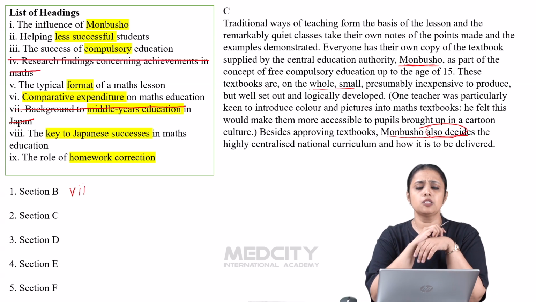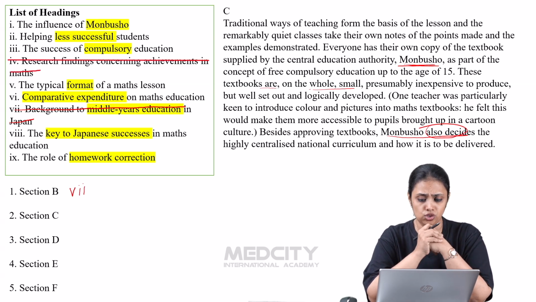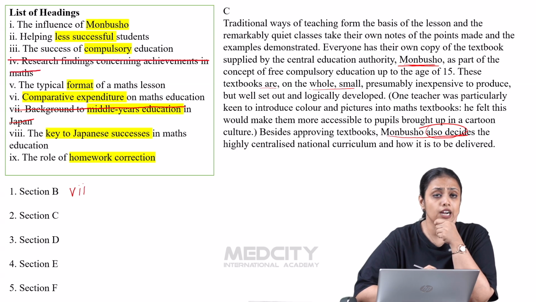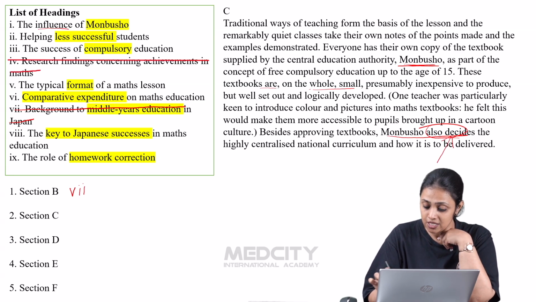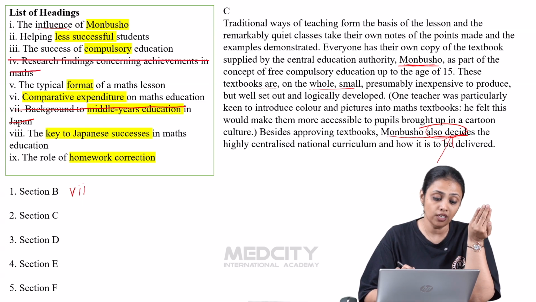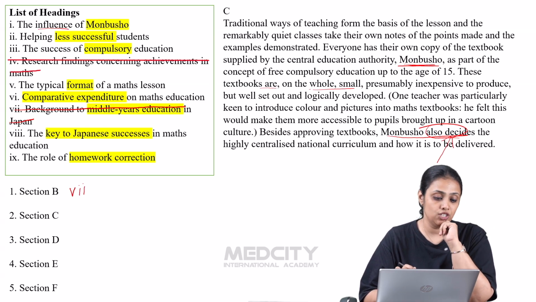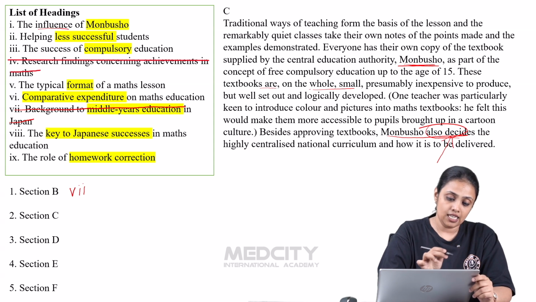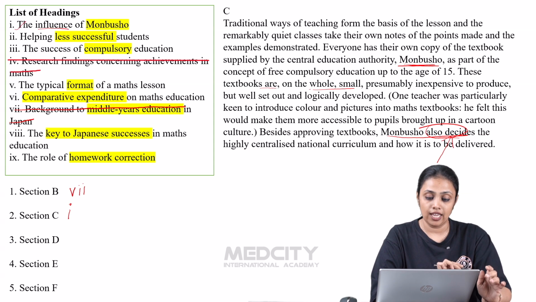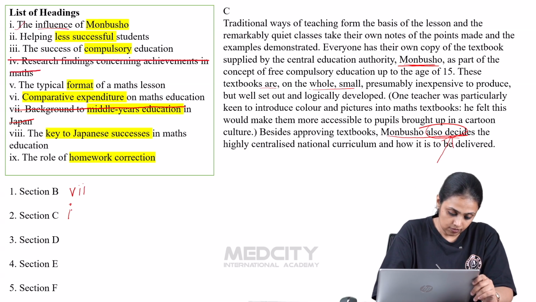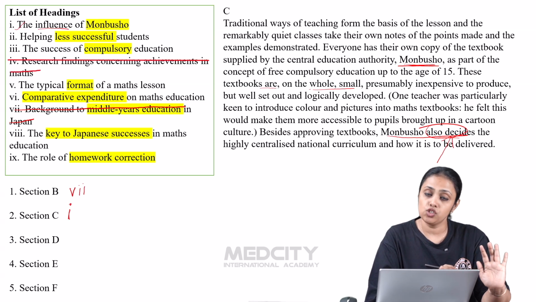So, this paragraph is talking about Monbusho, and what does the heading regarding Monbusho say? The influence of Monbusho. And what is this paragraph ending with? Monbusho also decides, which means it's talking about the influence it has on Japanese education. So for that reason, we can confidently select 1 as the matching heading for section C. So 1 is the heading for section C.